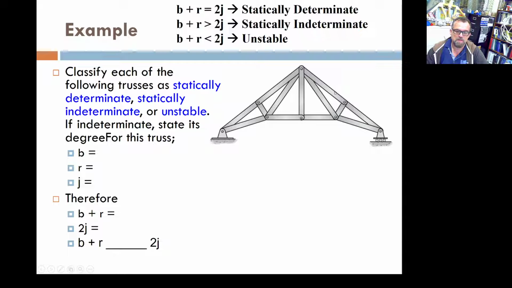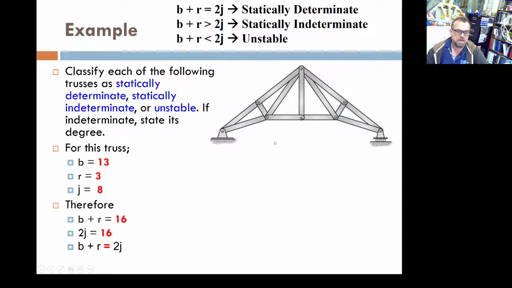1, 2, 3, 4, 5, 6, 7, 8, 9, 10, 11. Perfect. You have 13 bars. You have 3 reactions, 1, 2, and 3. And you have 1, 2, 3, 4, 5, 6, 7, 8 joints. This is what you have.